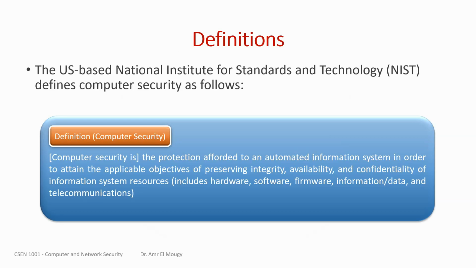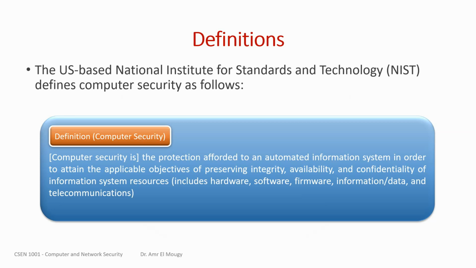Okay, and so I will start with the actual definition of computer security. You can expect that there can be many definitions for computer security. I will go into the definition that is put forth by the National Institute for Standards and Technology, or NIST, which defines computer security as the protection afforded to an automated information system in order to attain the applicable objectives of preserving integrity, availability, and confidentiality of information system resources, which includes hardware, software, firmware, information and data, and telecommunications. And let's stop and actually dissect the parts of this definition.